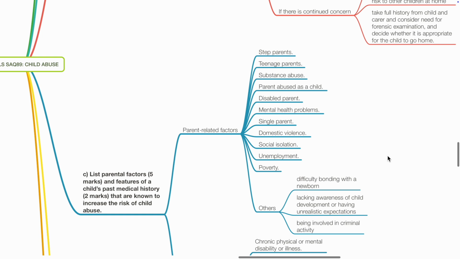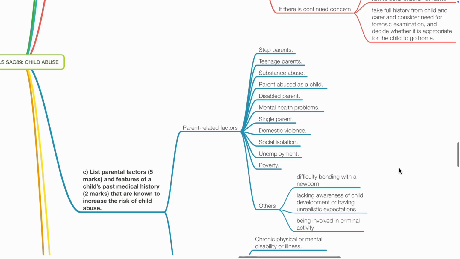C. List parental factors and features of child's past medical history that are known to increase risk of child abuse. Parent-related factors include step-parents, teenage parents, substance abuse, parent abuse as a child, disabled parent, mental health problems, single parent, domestic violence, social isolation, unemployment, poverty, difficulty bonding with newborn, lack of awareness of child development or having unrealistic expectations, and parent being involved in criminal activity.